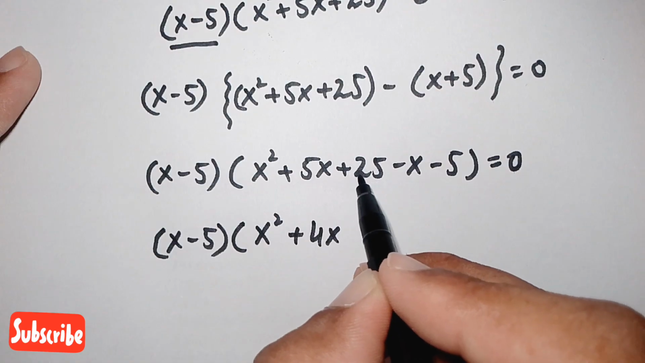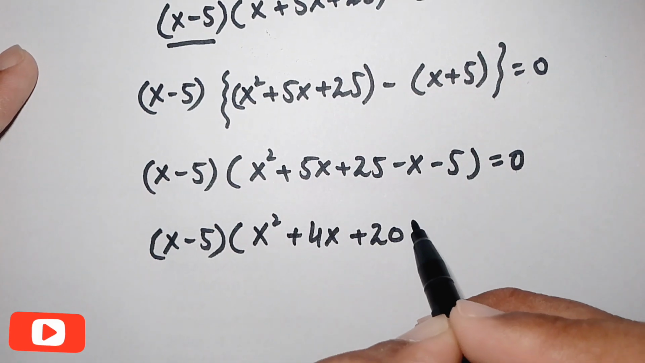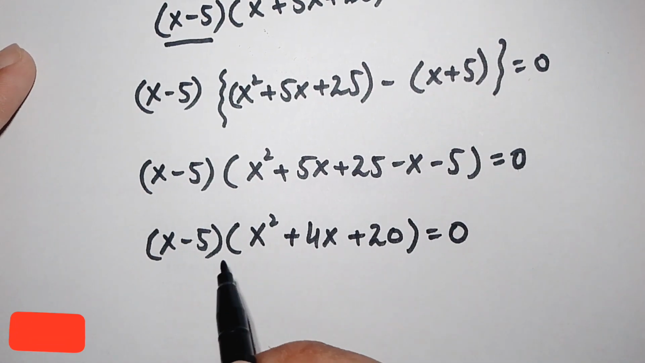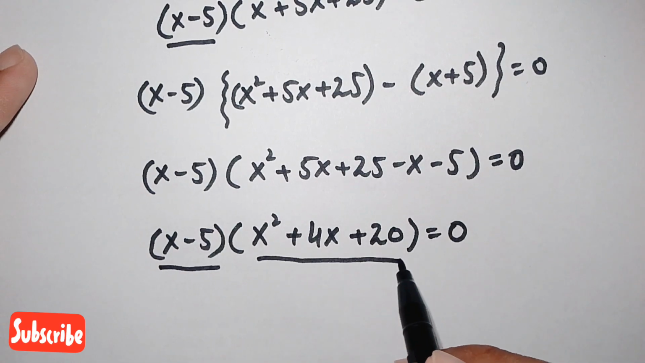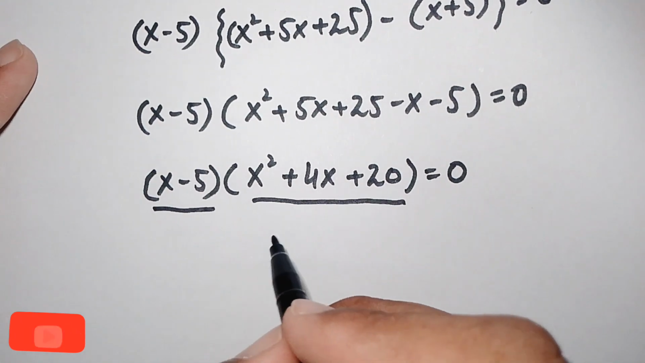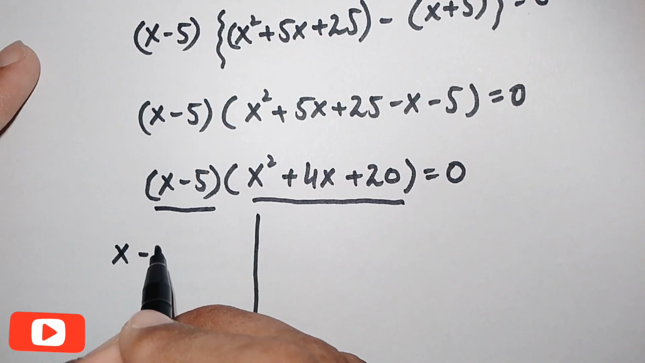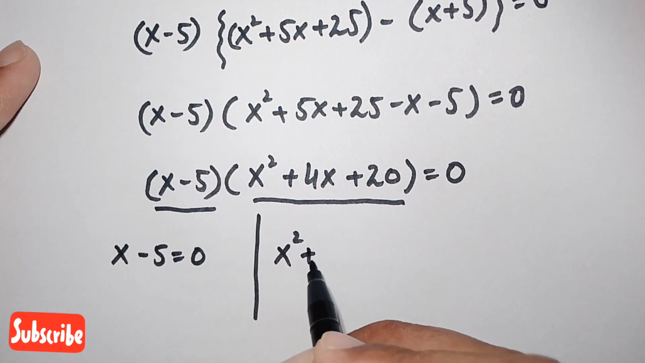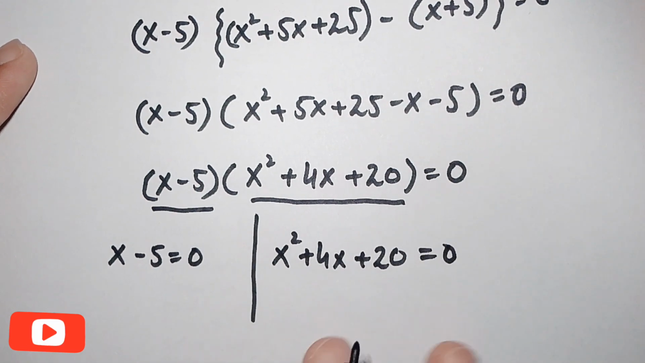Here, plus 25 minus 5 is equal to plus 20, which is equal to 0. Now here we obtain two possible cases. This is case number first and this is case number second. At case number first, x minus 5 is equal to 0, and at case number 2, x square plus 4x plus 20 is equal to 0.